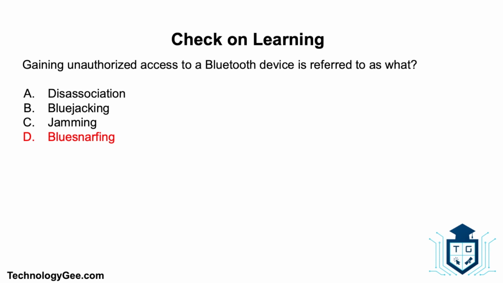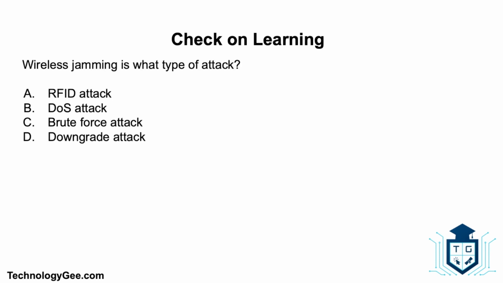Next question. Wireless jamming is what type of attack? Is this an RFID attack, a DOS attack, a brute force attack, or a downgrade attack? So wireless jamming, this is known as what type of attack? And the correct answer is, this will be a denial of service attack.